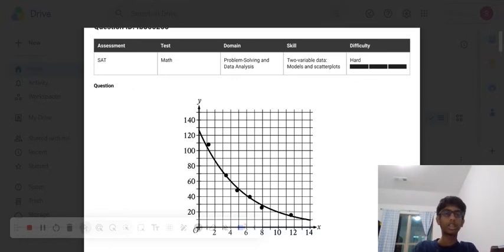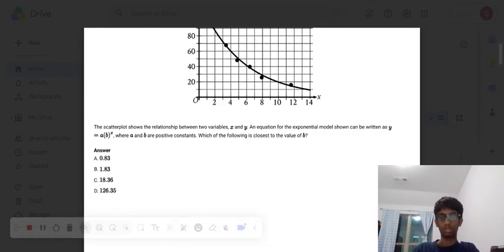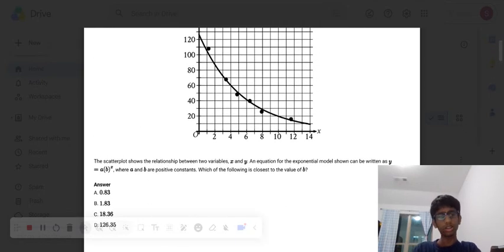Today we're going to be looking at two variable data, models, and scatter plots, and as always, we have 5 hard difficulty level questions. So let's get started with our first one.